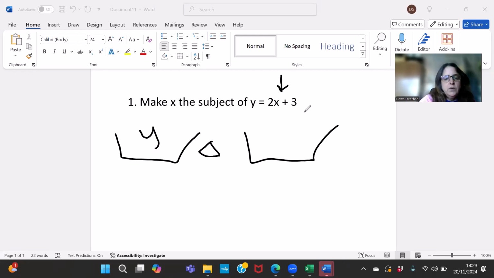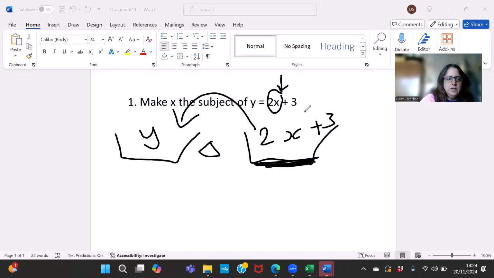At the minute I've got a y in here, I've got a 2x or 2 times x plus 3. If you have a number and a letter like that in isolation, it means they're multiplying by each other. So that means 2 times x. So what we want to do is take everything out of this side apart from 1x and move it into that side. But we need to keep the scales balanced.